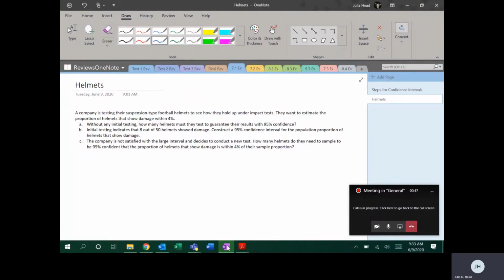Welcome to today's example. This is from 7.1, the first one in Chapter 7, which is on confidence intervals. I've got one very long example to work.